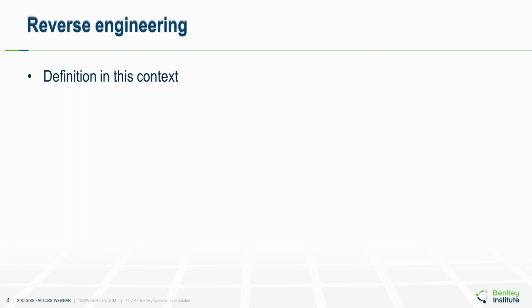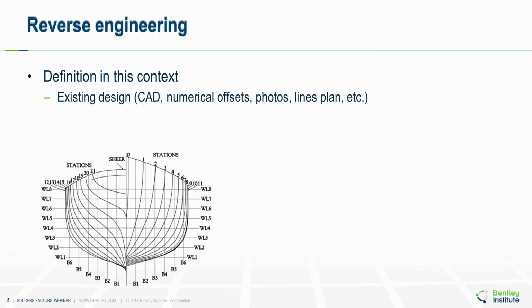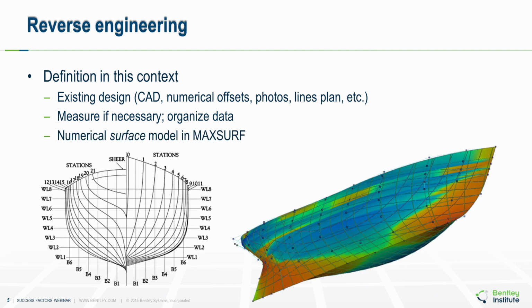In this presentation we define reverse engineering as taking some raw geometry data, which may be from an existing vessel. This could be a CAD drawing, numerical offset data, photos, line plan, etc. If necessary, measuring the object and organising the measurement data, then creating a numerical surface model in MAXSURF.